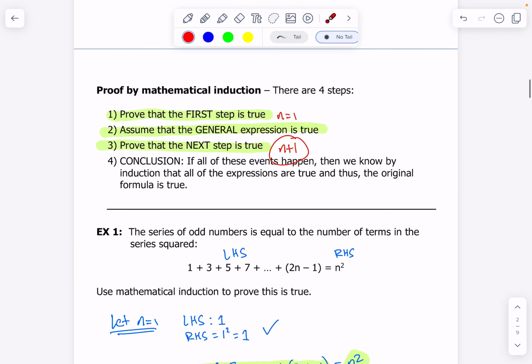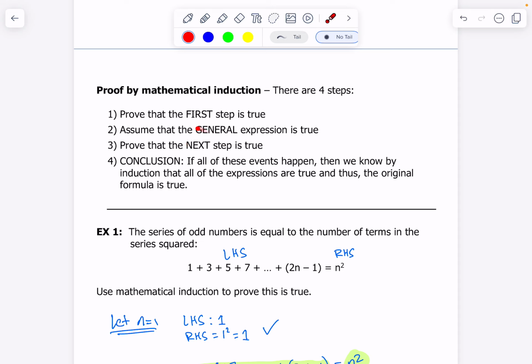So, in general, we have all of these steps here. I'll kind of summarize it for proof by induction. You start by proving that the first term is true, and the formula works for the first term. Then you assume that it works in general, and then you prove that it'll work for every step after that.